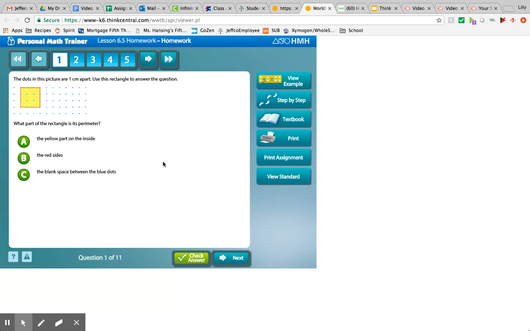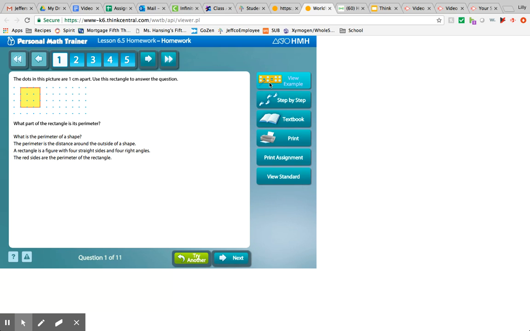I have some options. My first option is that I can click View Example, and the Math Trainer is going to show me how to solve this particular problem and then give me an opportunity to try again. So I'm going to show you that first. So if you don't know the answer, instead of just guessing, first come to View Example.